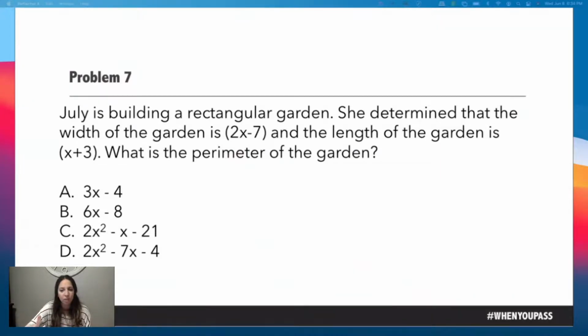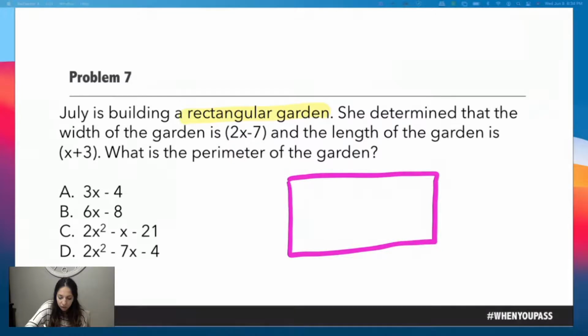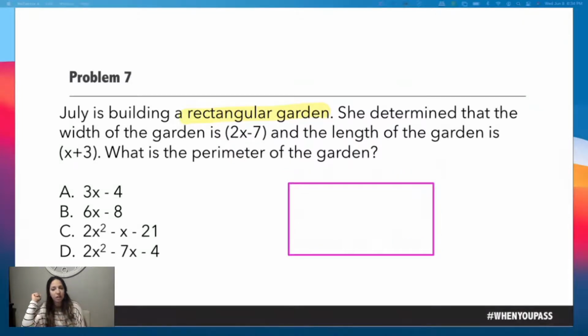Anytime I have a geometry problem or any problem that I can possibly draw a picture, I'm going to draw a picture because it's going to help me make sense of this information. She's building a rectangular garden. Guess what I'm going to draw? You got it, a rectangle. So here's my rectangular garden. I just figured out that on this app that I'm using, if I draw something and then I hold my pencil down really hard, it does it so nice for me. How awesome is that? Learn something new every day.